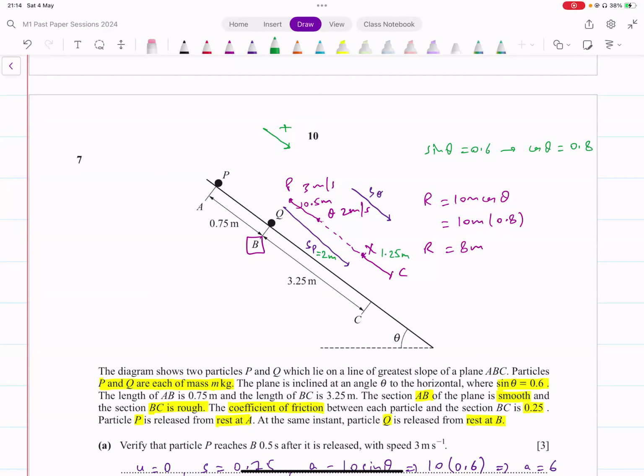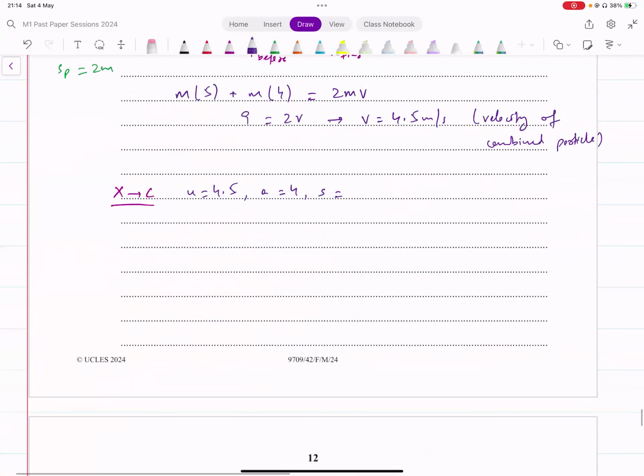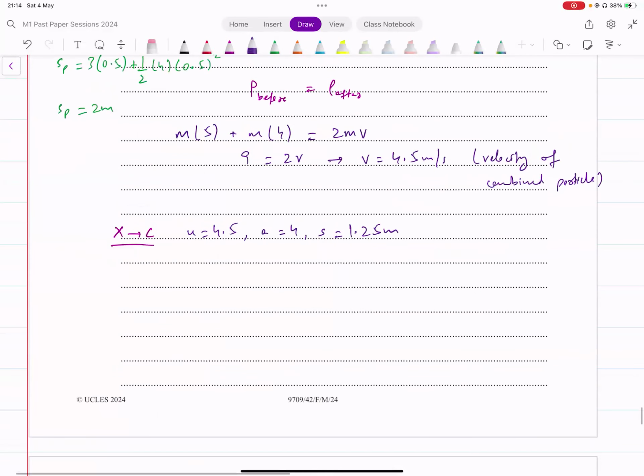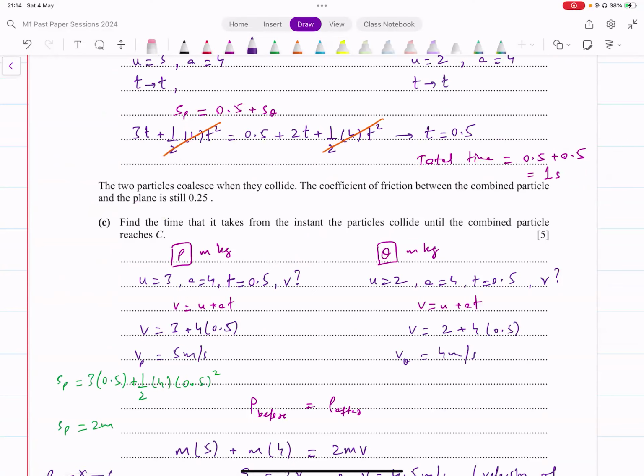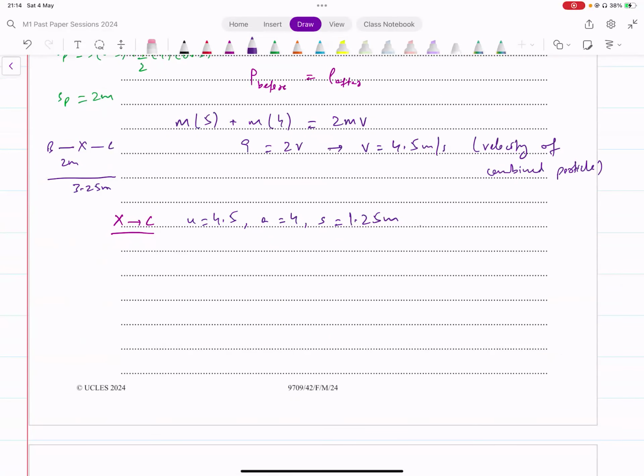So from X to C, the displacement is 1.25 meters. So now we know that displacement from X to C is 1.25 meters. Why? Because from B to X, it was 2 meters. B to the point of collision, that was 2 meters. This total was 3.25 meters. So we know that from X to C, it's going to be 1.25 meters. And now we can find the time until it reaches the point C. We have to find the value of T from this.